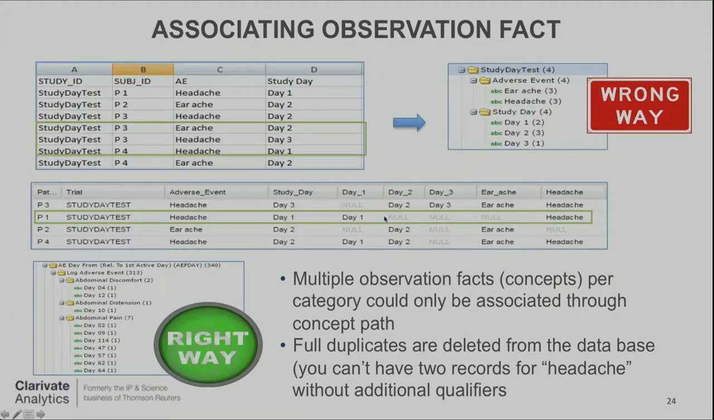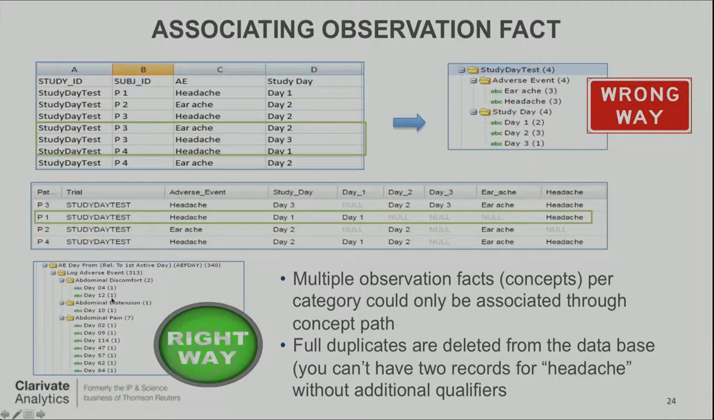Okay, here's another example. Here you have the same adverse events, different study days. If you load them one separate from another, you have adverse events, earache and headache, and then study day 1, 2, 3, and you try to associate them in your grid view. You're just going to have all of the days associated with all of the adverse events, because the subject had days and the subject had these adverse events. And it does not really have any connection between the day and the event.